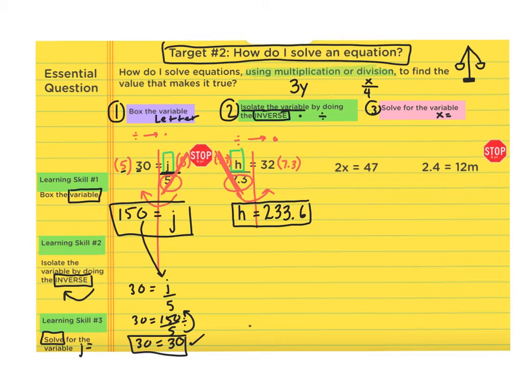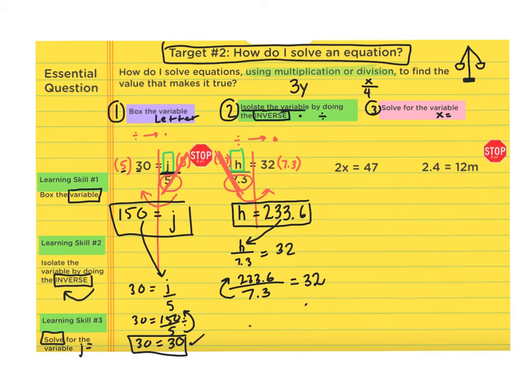Okay, let's check it. I have my h over 7.3, and I have my 32. That was my original problem, okay? So I need to take this number and put it right in there for the h. So I have 233.6 divided by 7.3. Remember, I always know this fraction bar means divided, equals 32. You won't really see that division sign like you did in elementary school anymore. Now you're going to be using the fraction bar to show division.